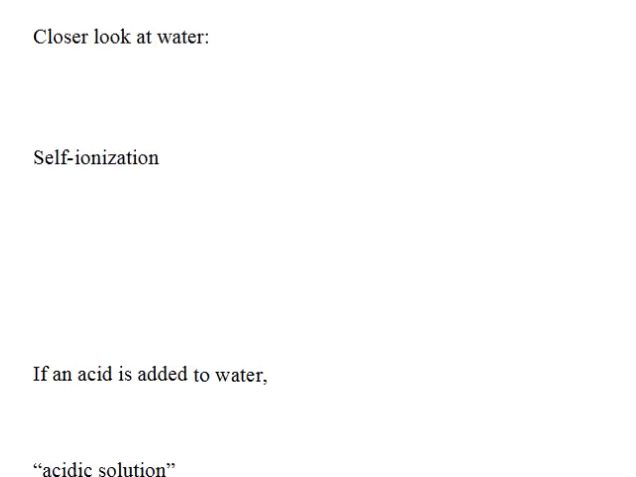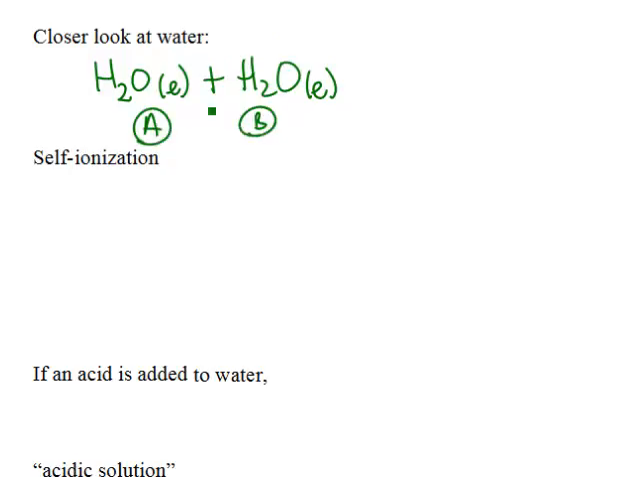Earlier this chapter we talked about water being amphoteric, that it can act as either an acid or as a base. So if we take a closer look at water, if we had a sample of liquid water, one water molecule could act as an acid and another one could act as a base. It doesn't matter which one you write where. We have an acid donating and a base accepting.